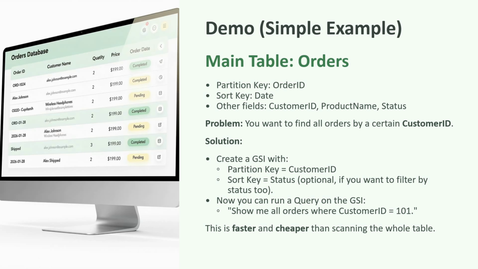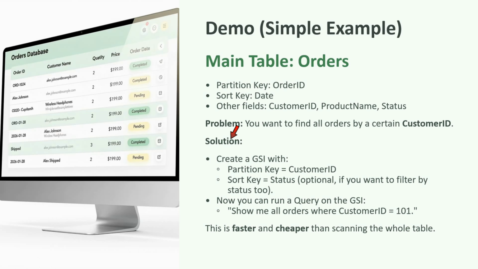Now we will see the demo or simple example. Main table is orders. Partition key is order ID, sort key is date, and other fields are customer ID, product name, and status. Problem is you want to find all orders by certain customer ID. Solution is you create the GSI with partition key equal to customer ID and sort key is status, which is optional if you want to filter by status too.